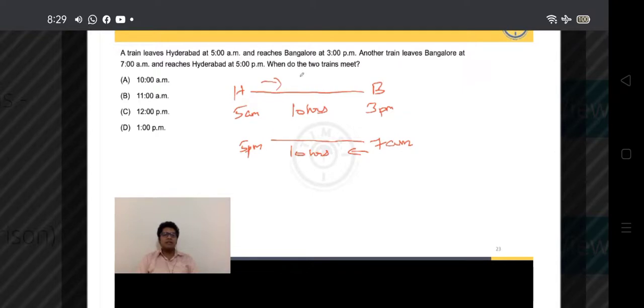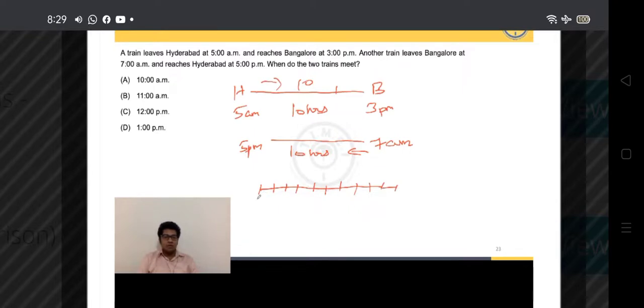Let's say the distance between Hyderabad and Bangalore is say 10 and the speed is 1 kilometer per hour. Therefore, they will take 10 hours. It's an assumption. Okay. So now I have the distance is 10. Let's separate into 10 parts. So this is 0. So 1, 2, 3, 4, 5, 6, 7, 8, 9, 10.